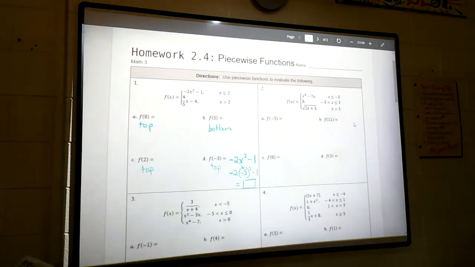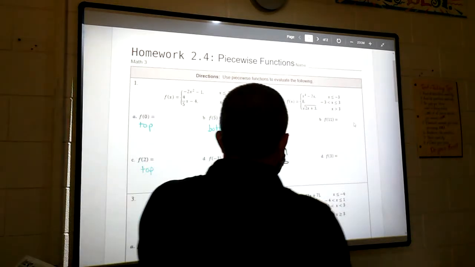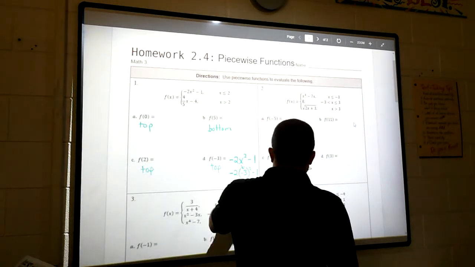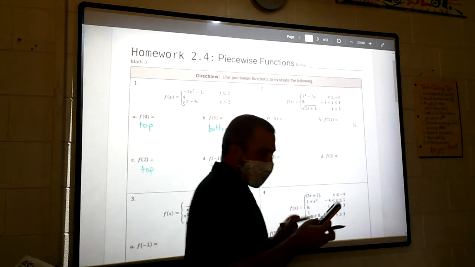And then you just type it into your calculator. So you're going to say negative 2, parentheses, negative 3, and then to the second power, and then minus 1. What type of math is this? Algebra. All right. So that gives you, what, John? Negative 19. So that gives you negative 19.